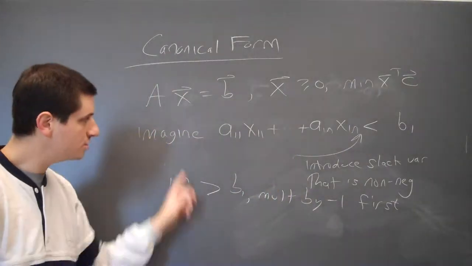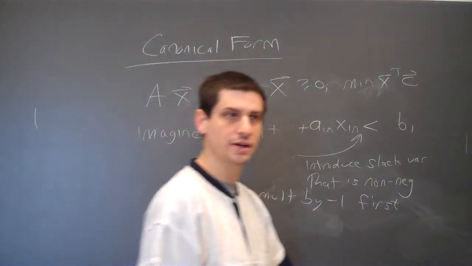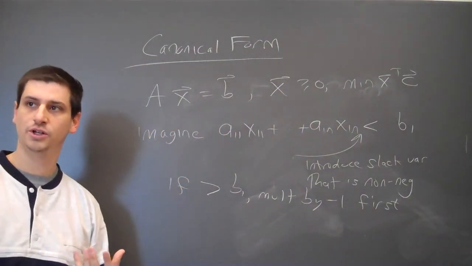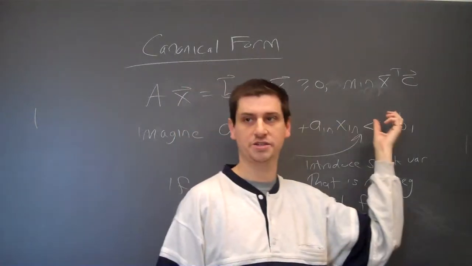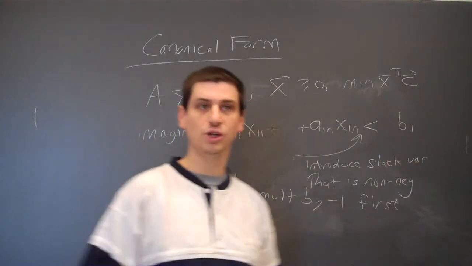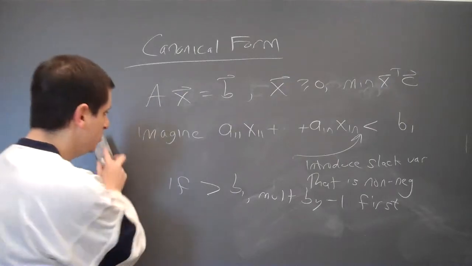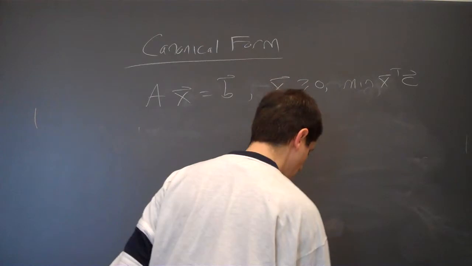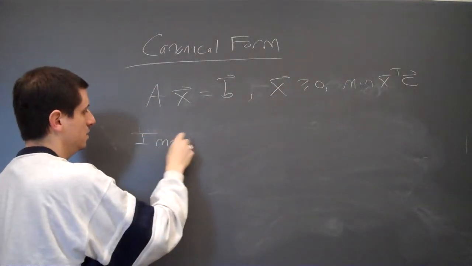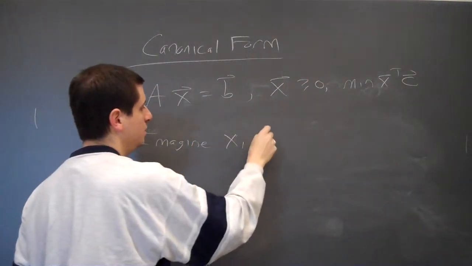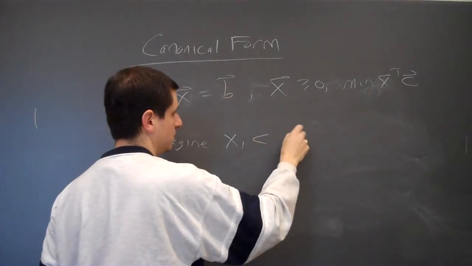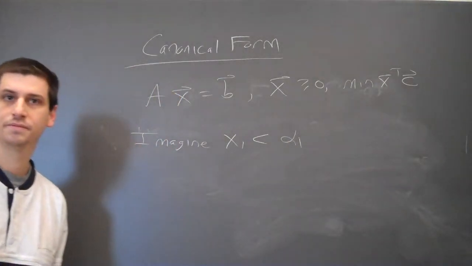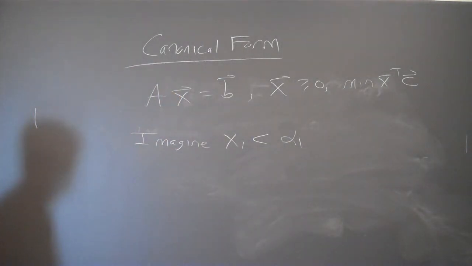Okay. The next constraint is that all the components are non-negative. And maybe in the real world this is not physically reasonable. You could have maybe upper bounds for the x's. You could have lower bounds for the x's. So how do we do something like that? So imagine you want x1 to be less than, I don't know, some constant alpha 1. How would we do that?